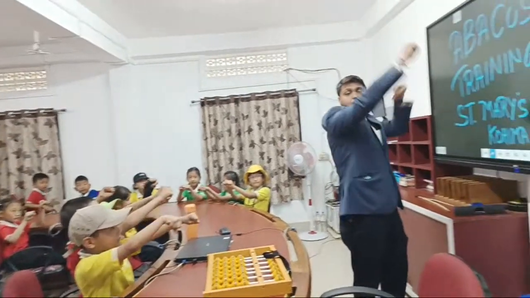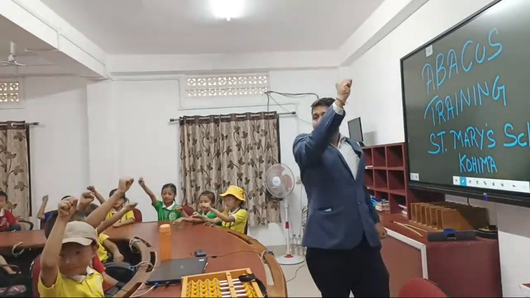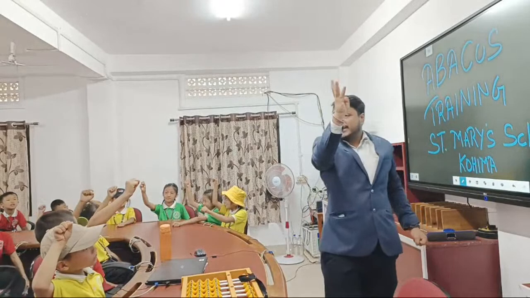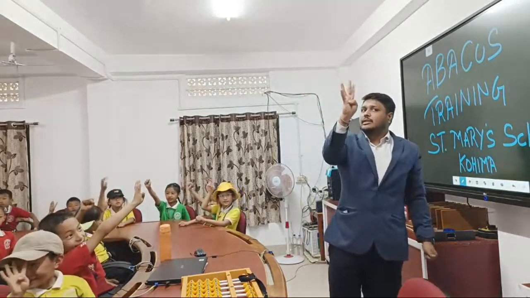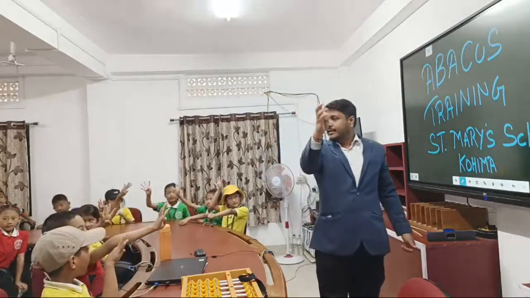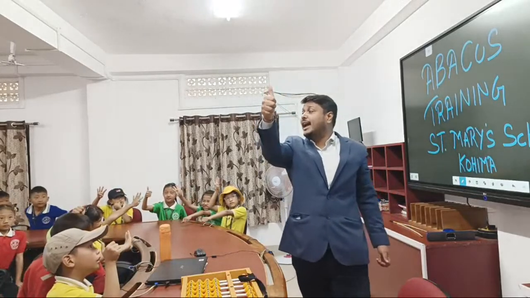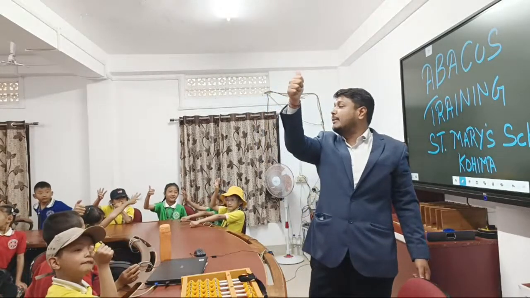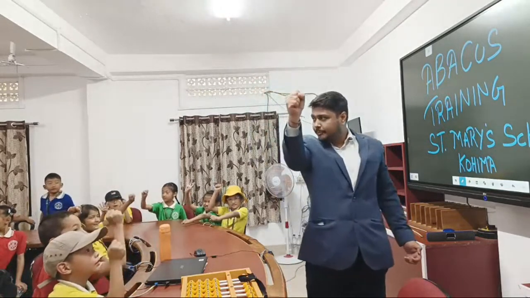Just put your right hand up and the left down, okay? Now, you have 4 fingers? Yes. The value of each finger is 1, like our lower bead, okay? And the value of the thumb is 5, like our upper bead. The value of thumb is 5. So, make it 0 like this for 0.